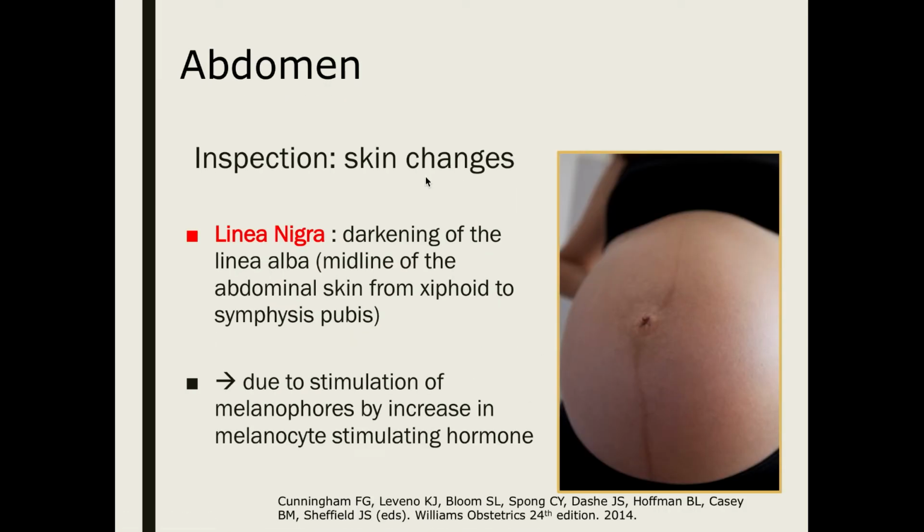Okay, for the abdomen, you might also note some skin changes or some discoloration, such as linea nigra. So the linea nigra is this line here in the middle, and this is the darkening of the linea alba, okay, which is the midline of the abdominal skin from the xiphoid up to the symphysis pubis. And this is due to the stimulation of the melanophores by increase in the melanocyte stimulating hormone.